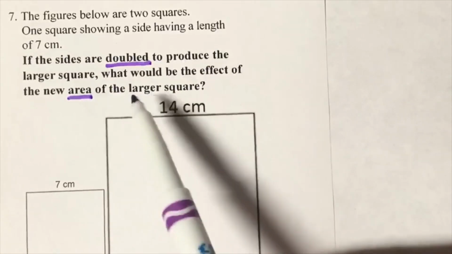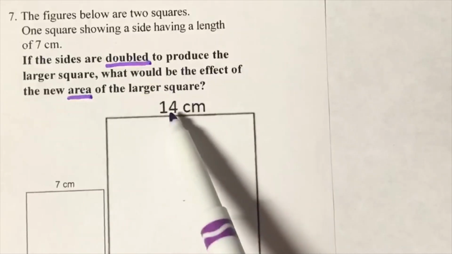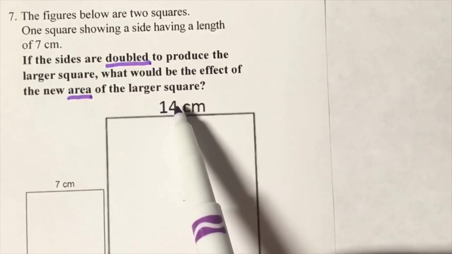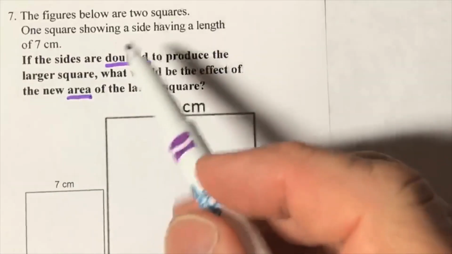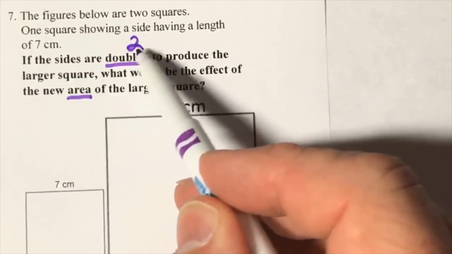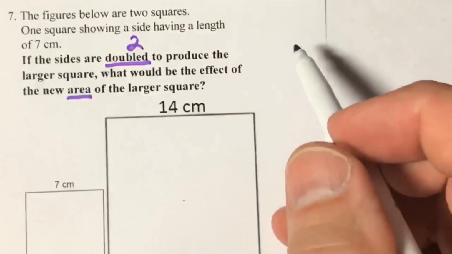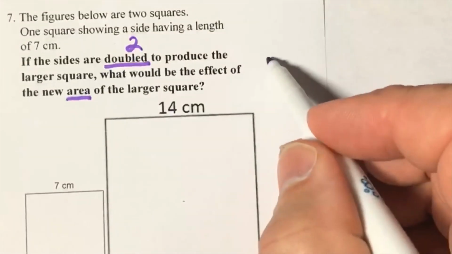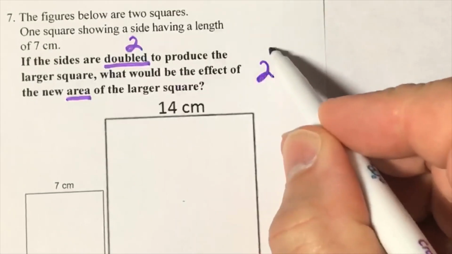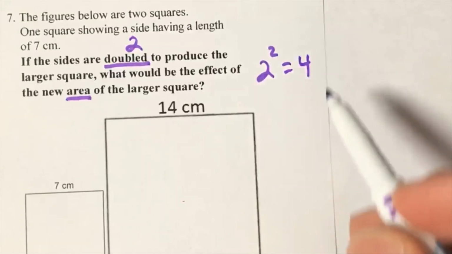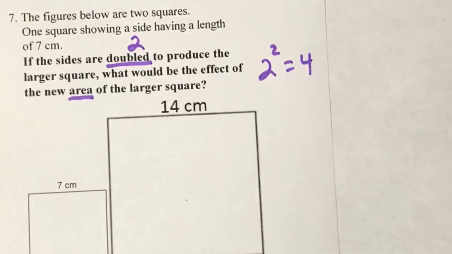We already know that if it didn't say doubled, we had this 14, and we know that they're squares, so we could take 14 divided by 7 and get this 2. So that means that's a 2, and we're doing area, okay? So the effect of the new area is 2 squared larger, which would be a 4, okay? So it's going to be 4 times larger.